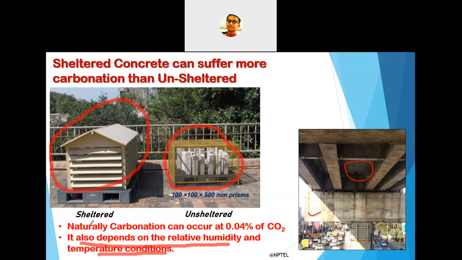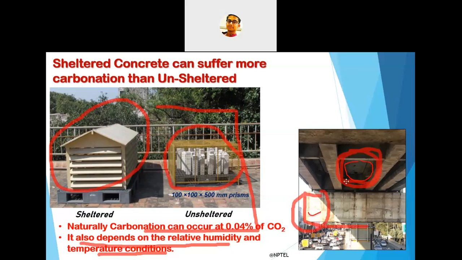So from the basis of this particular test, we can see that in this structure the carbonation will be more here, because in this particular region there is no entry of sunlight. So the relative humidity of that region will be more compared to the other part which is directly exposed to the sunlight. So here you will get very low carbonation.